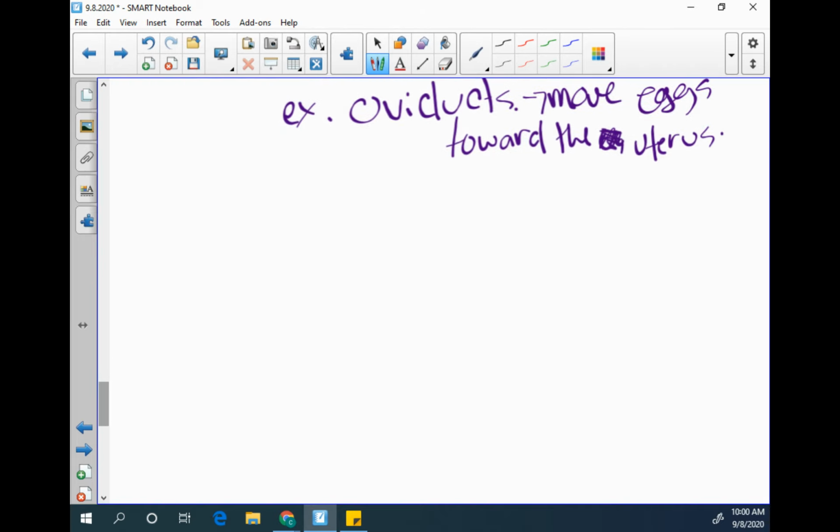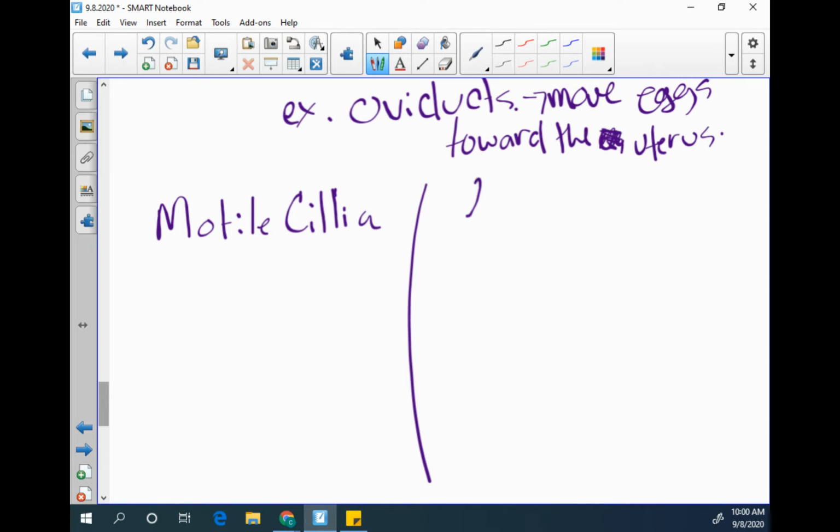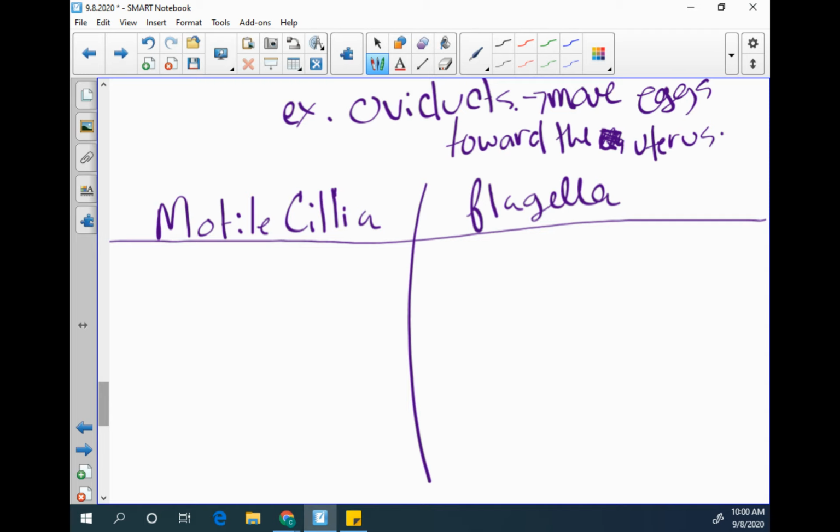So I have a quick comparison and contrast chart. So we've got specifically motile cilia and our flagella. In this specific chart, it's not necessarily those ones that are held in place that move fluid. We're just talking about the ones that help us move around.